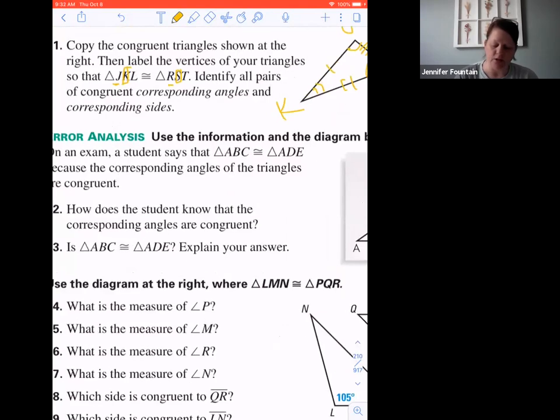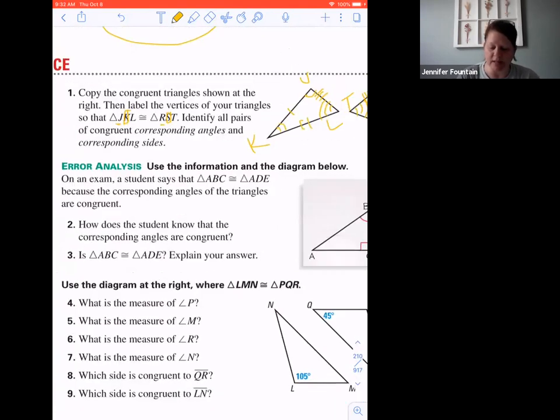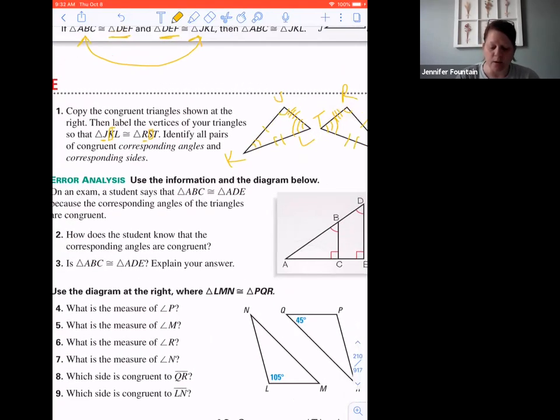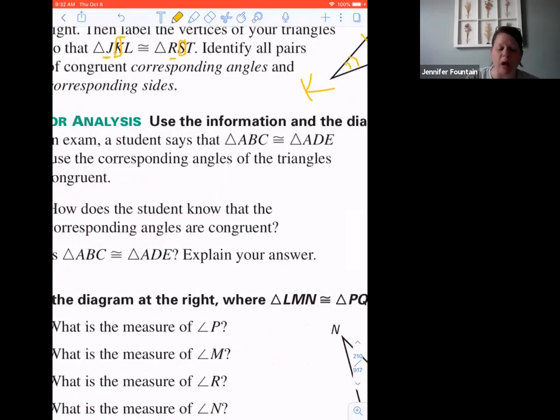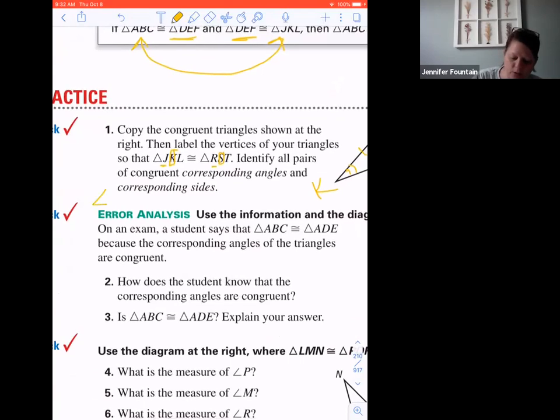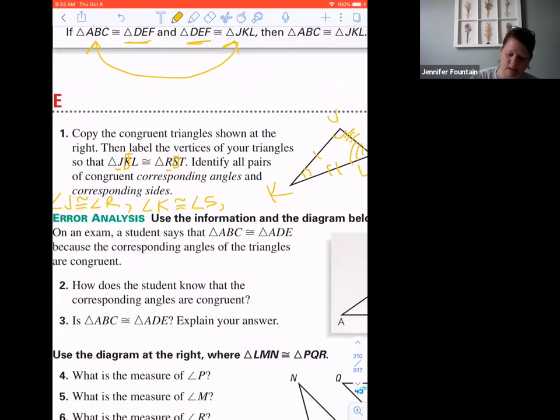So then we could look at it and we could label it. Now we want to go ahead and write it out. The way I would write this in statements would be angle J corresponds with angle R. Angle K corresponds with angle S. Angle L corresponds with angle T.